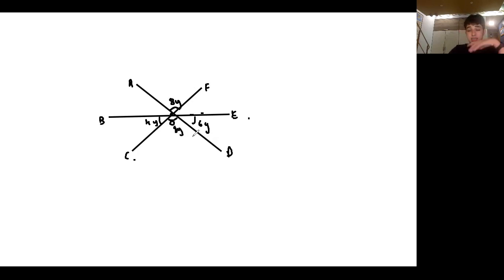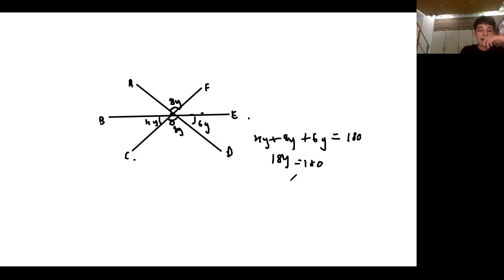Now, supplementary angles do not only need to work for 2, it can be 2 or 3 also. All of these are angles in a straight line, right? That means that 4y plus 8y plus 6y will be equal to 180 because all of these are in a straight line, which means the sum of all these three angles will be equal to 180, right? So 18y is equal to 180, right? That means that y will be equal to 10, all right? 180 upon 18, which will be equal to 10. So now we know the value of y is 10, all right?